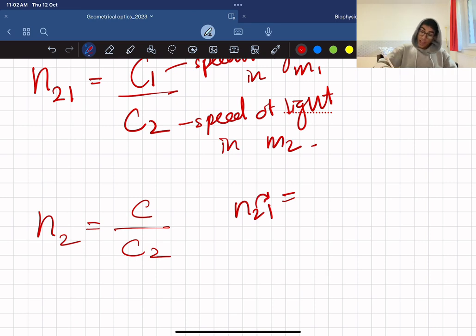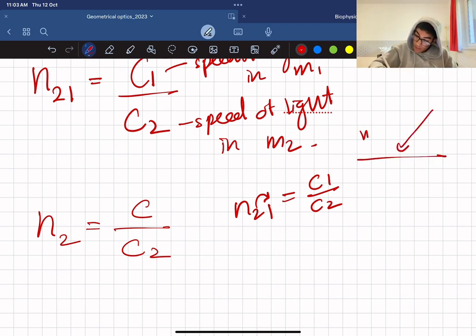Yes, and that time you write the C1 on top and C2 in the bottom. Why? Because you write the medium it is entering from to the medium it is entering to. So C1 is the medium that it came from. This is medium 1, right? So this medium, it came from the lens, the ray. So this C1 is going to come up on top. Let's imagine it like that.